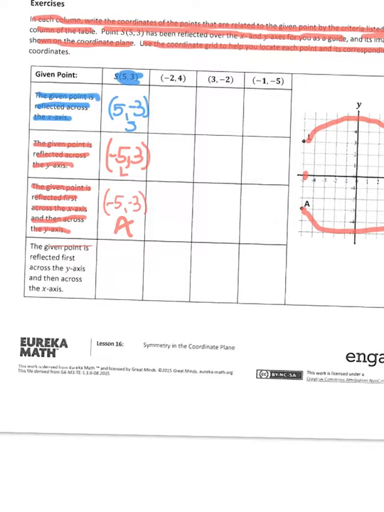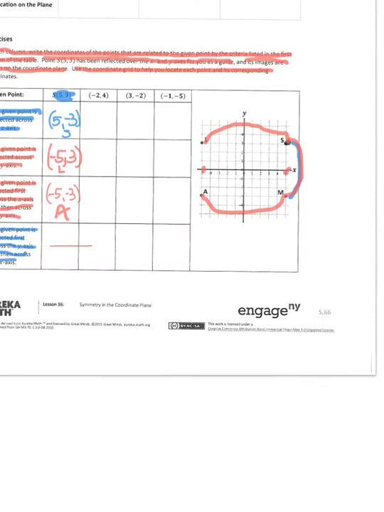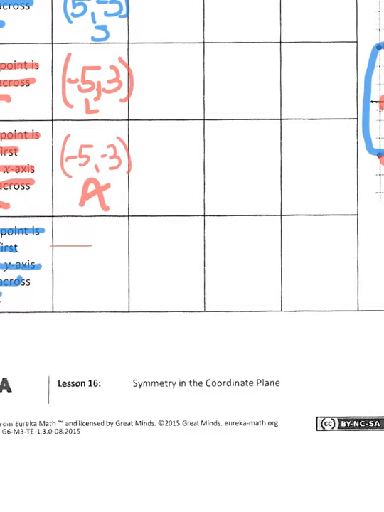Now the last one, the given point again means like the point that they give you, which is 5, 3, reflected across the y-axis and then across the x-axis. So on this one, we need to reflect towards the y and then the x. So I'm going to start at S right here, move along the y-axis, and then I'm going to reflect along the x-axis. And that takes me to that same point from before, which is negative 5, negative 3. Point A.